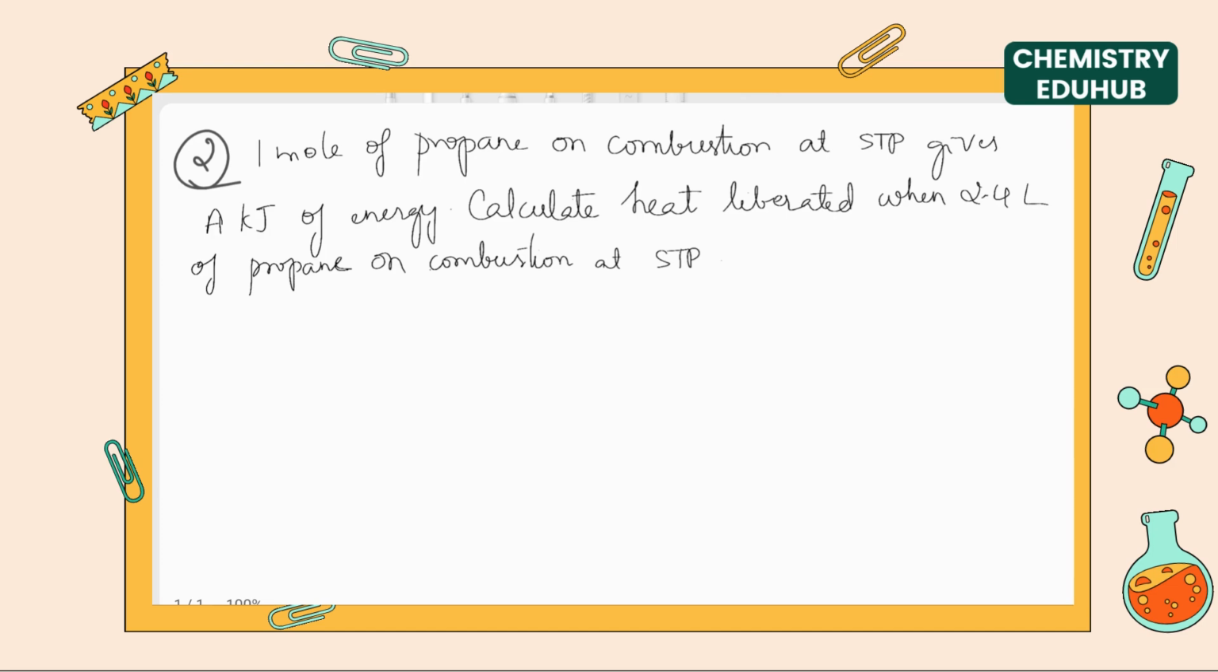Now the second numerical of the same chapter is: 1 mole of propane on combustion at STP gives A kilojoules of energy. Now calculate the heat liberated when 2.4 liters of propane undergoes combustion at STP. So the reaction that you need to take is the combustion of propane: C3H8 plus O2 give rise to CO2 plus H2O. We need to take the balanced equation, so it is 5O2, 3CO2 and 4H2O.